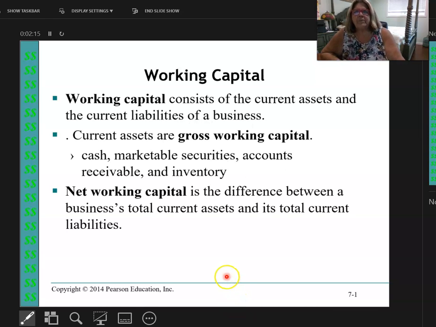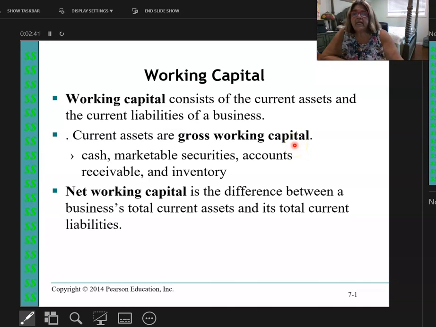So working capital is basically your current assets and your current liabilities. Things you own and things you owe. Current meaning less than 1 year. So working capital means that these are the things I'm going to use to help build my business. Sometimes current assets are called gross working capital, but honestly, people only use the word working capital.